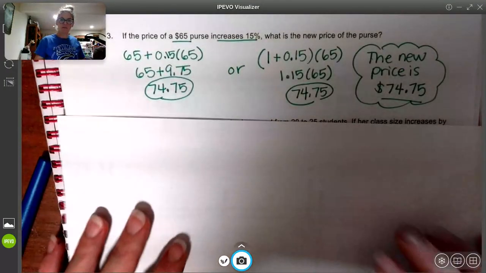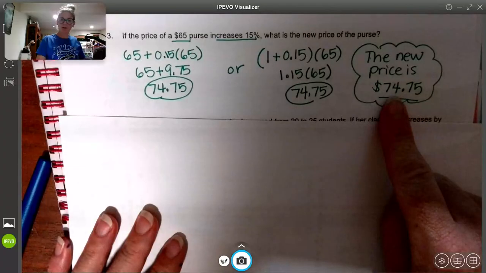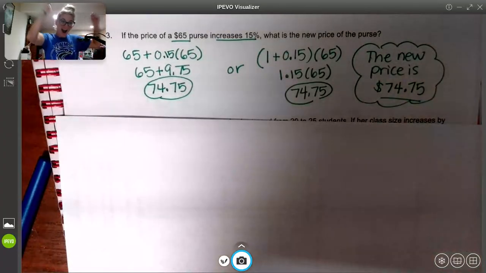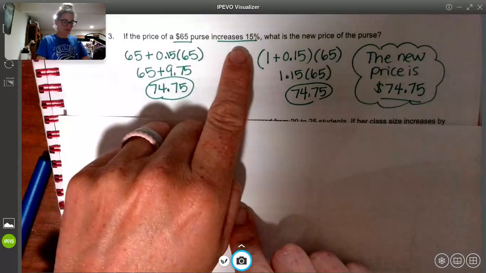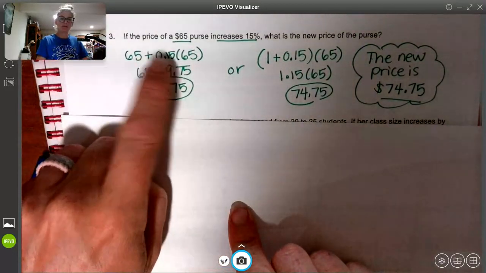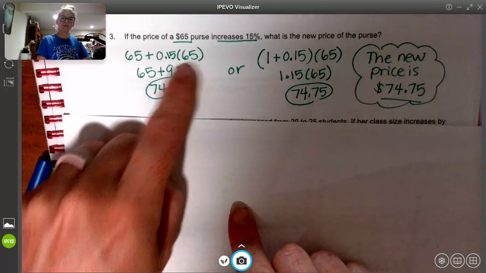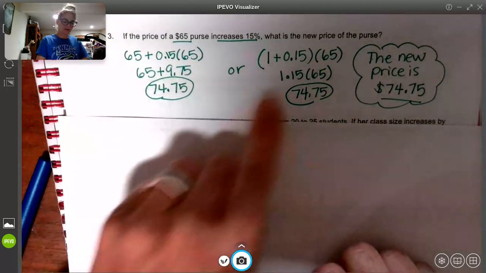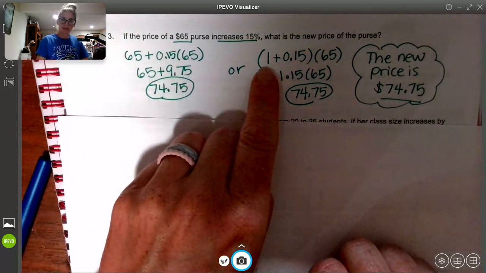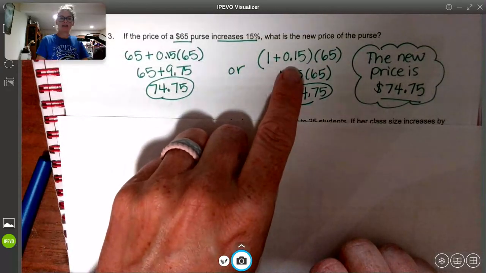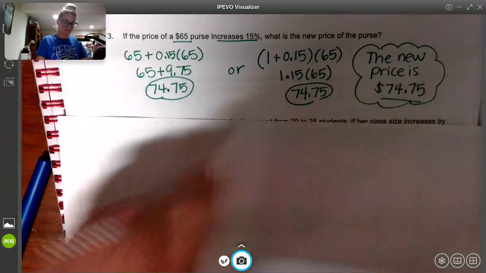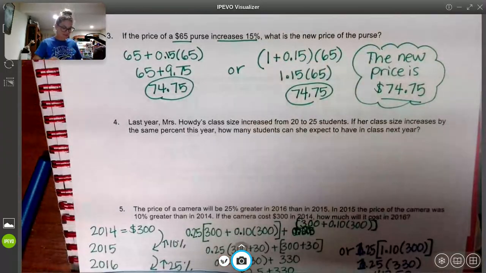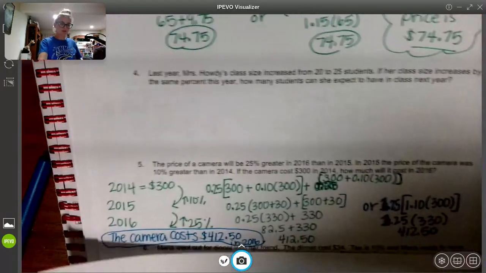Number 3, if you got that the new price is $74.75, great job. One way you can think about this is, since it's an increase of 15%, 65, your original whole, plus 15% of 65 gets you that new price. Or this is 100% of 65 and another 15% of 65, so it's 115% of 65. The next problem was a little bit trickier.